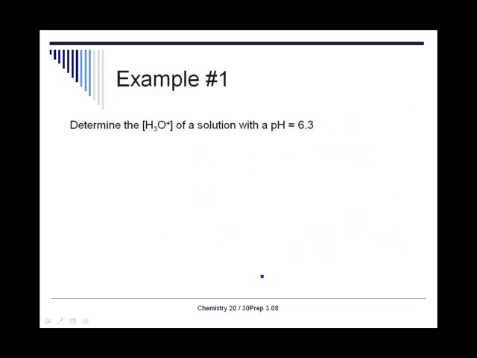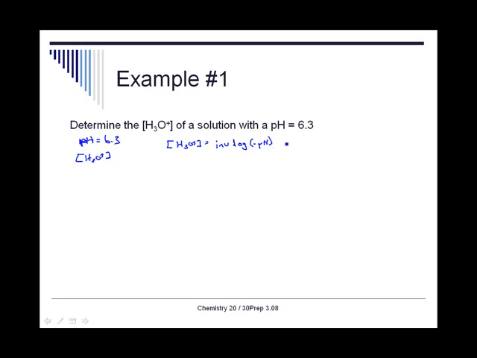So here we're going to try an example. Determine the concentration of hydronium ions when we have a pH of 6.3. So we have the pH is equal to 6.3. We're looking for the concentration of hydronium ions. So the formula we're going to use is going to be the second one. The concentration of hydronium ions is equal to the inverse log of negative pH.